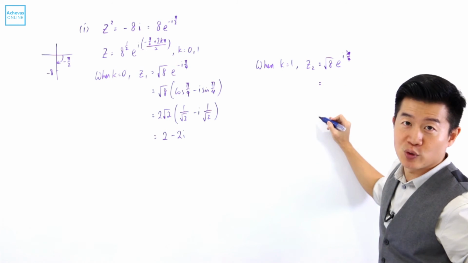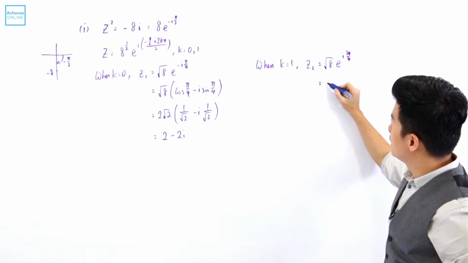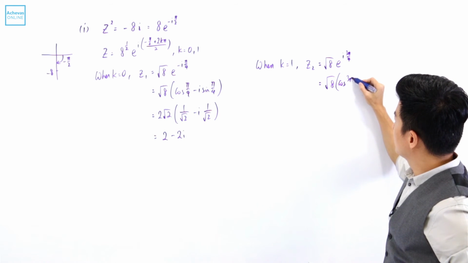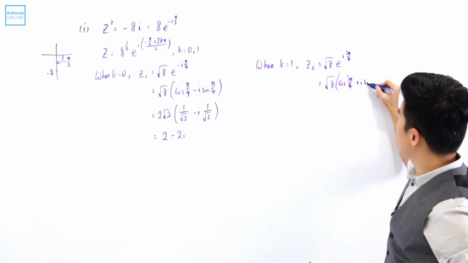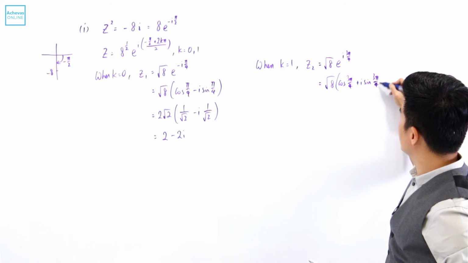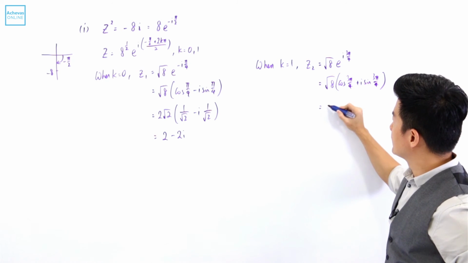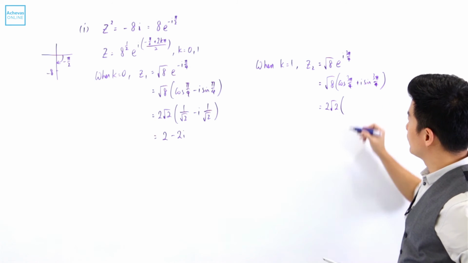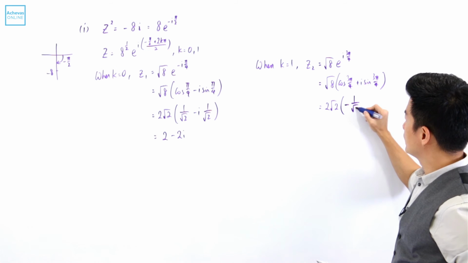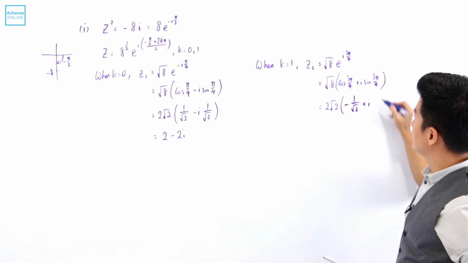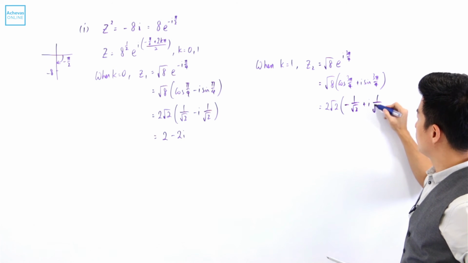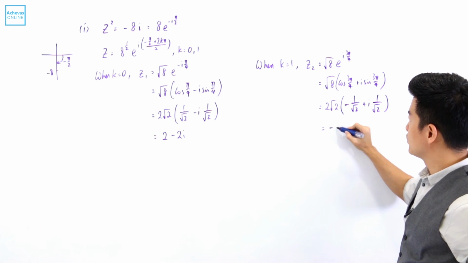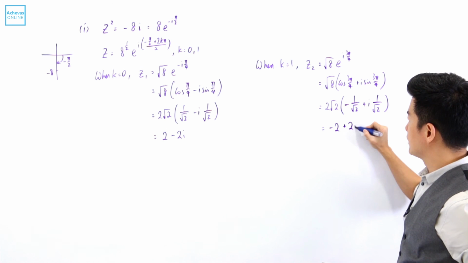And again, I'm going to re-express it in its Cartesian form. So it is square root of 8 cosine of 3 pi over 4 plus i sine of 3 pi over 4. 8 is 2 square root of 2. Cosine 3 pi over 4 is minus 1 over square root of 2. Sine 3 pi over 4 is 1 over square root of 2. So z2 is going to be equal to minus 2 plus 2i.